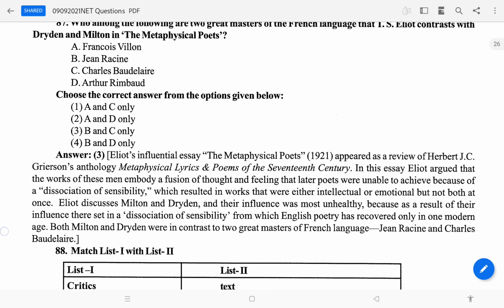Eliot discussed that Milton and Dryden achieved this, and he said that their influence was most unhealthy because, as a result, they set in a dissociation of sensibility, from which English poetry recovered only in one modern age. Both Milton and Dryden were, in contrast to two great masters of the French language, Jean Racine and Charles Baudelaire.